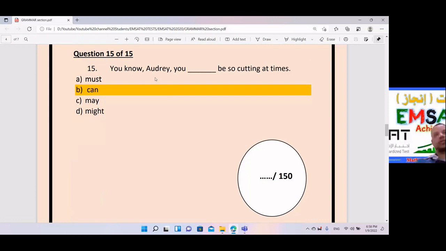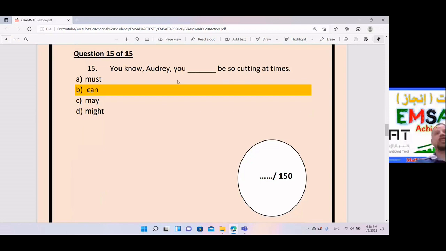You know, Audrey, he's talking now to Audrey. You can be so cutting at times. You are hard in your behavior, manner, and so on. It's an expression, an idiom: so cutting at times.